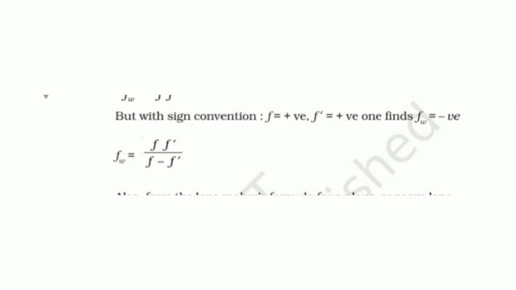Now first we got the focal length of the convex lens alone, and second we got the focal length of the combination of the liquid lens and the convex lens. From these two we can calculate the focal length of the liquid lens alone. 1 by f of water is equal to 1 by f of combination minus 1 by f of convex lens, or f is equal to f prime divided by f minus f prime, where f is the focal length of the convex lens, and f prime is the focal length of the combination.